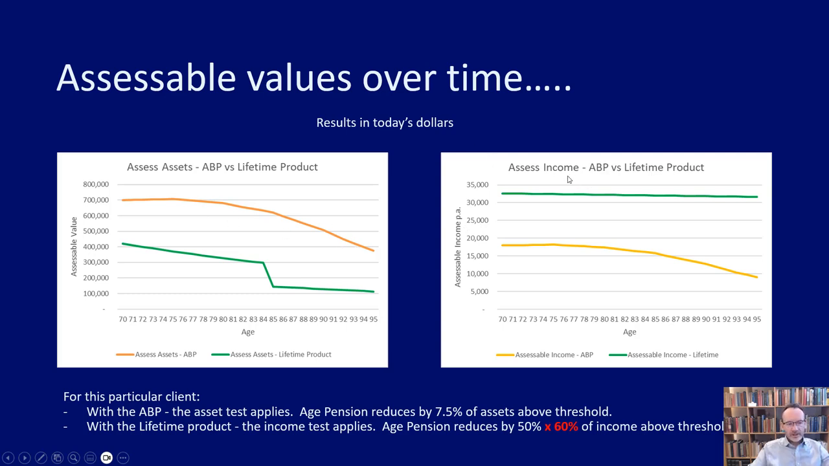Whereas the income test, this chart on the right, is showing his assessable income. So the assessable income from the lifetime product in today's dollars is pretty level. The assessable income from an account-based pension gradually reduces as the balance reduces. Now, that just shows that the different components of the tests evolve over time. This gives you a bit of visibility.